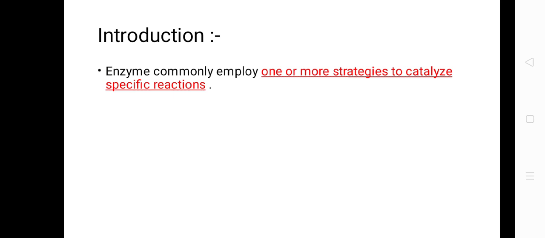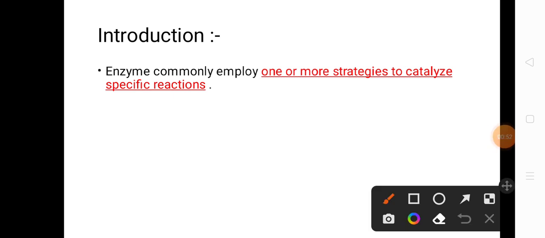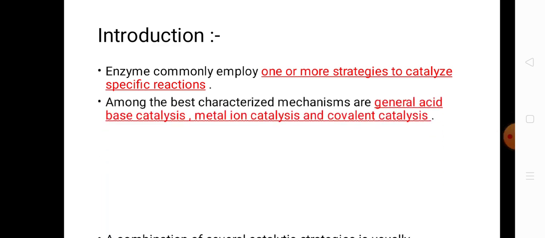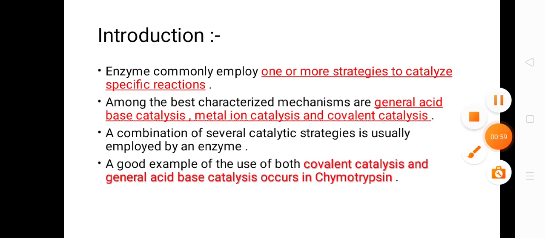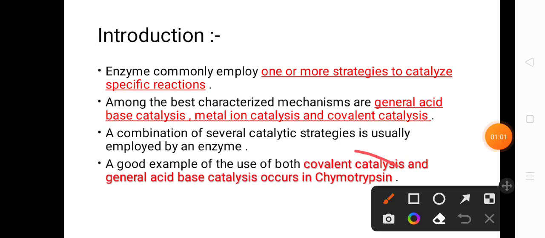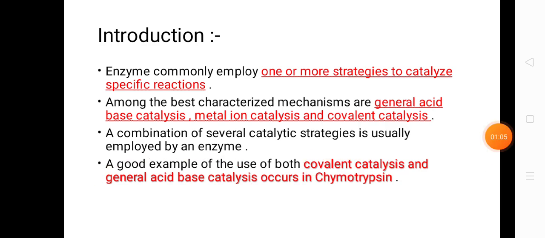Enzymes can employ one or more than one strategy among the three that we have discussed. For example, chymotrypsin uses both covalent catalysis and general acid base catalysis. We have already discussed how chymotrypsin works in our enzyme mechanism of action video, so I hope it will now be easy for you to understand what is covalent catalysis and general acid base catalysis as well as metal ion catalysis.